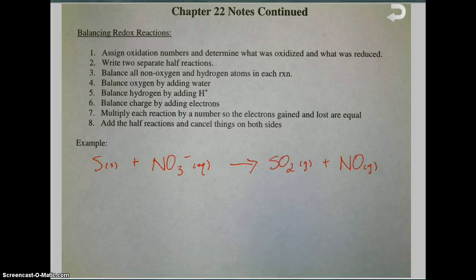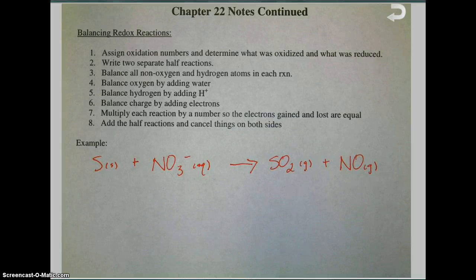So when you start balancing, the first thing that you might want to do is assign oxidation numbers and determine what was oxidized and what was reduced, if that's what the question calls for, and you know how to do that from the last video. So we're actually going to start with number 2 today. We're going to split this up into half reactions and then follow all of our balancing steps to get a balanced reaction in the very end. So the first thing we want to do is separate it into half reactions.